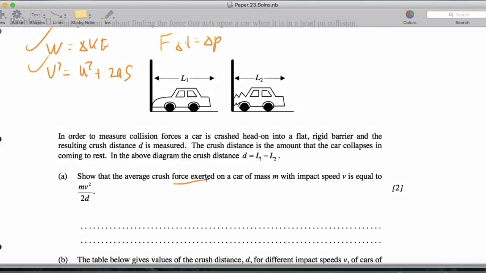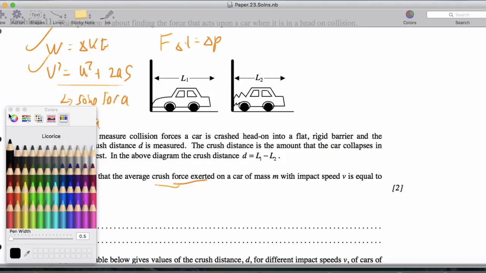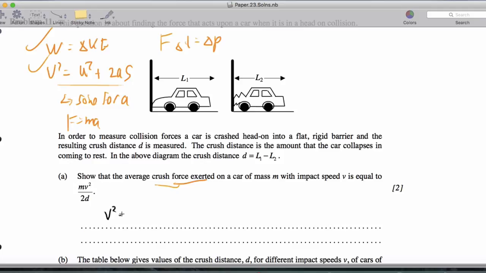we're asking about the force, the crush force. So I think I'm going to use this, solve for a, and then F is m times a. So let's try that out. So here we go, using this idea here. v squared is u squared plus 2as.